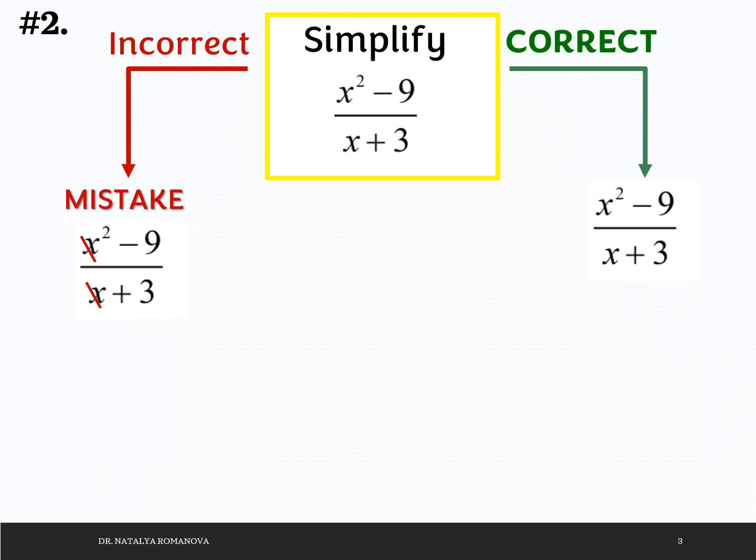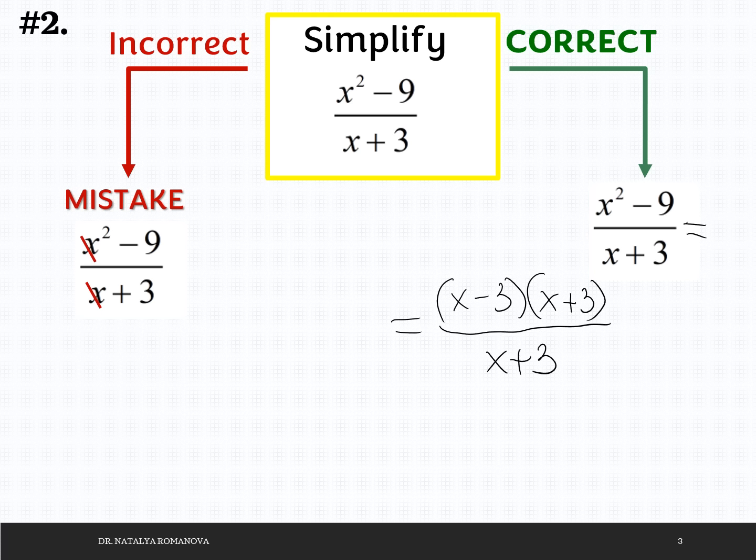Next example, we have to simplify x squared minus 9 over x plus 3. The first step, factor the numerator and denominator. We can factor the numerator; it is the difference of squares formula. We can write (x minus 3) times (x plus 3), and x plus 3 is our denominator.